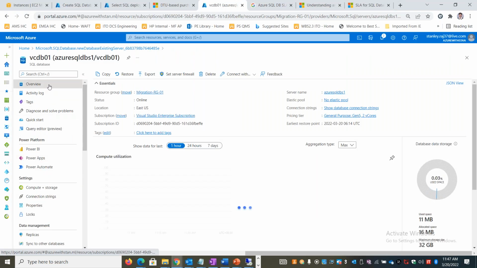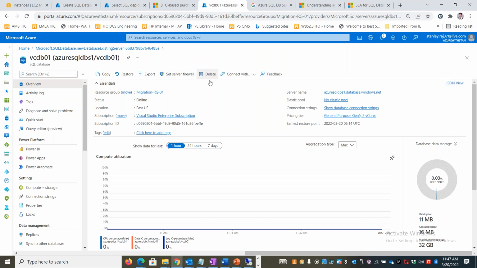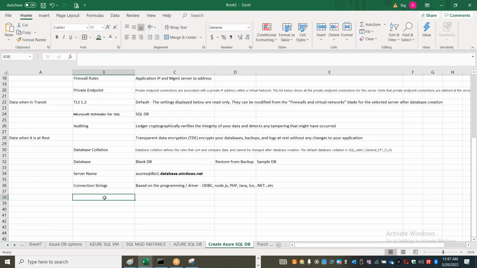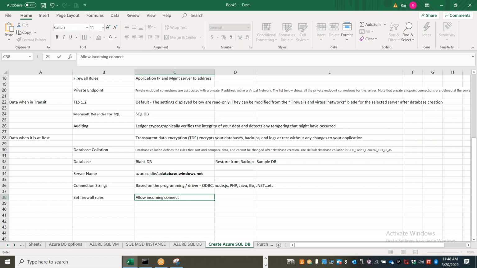Besides that, this set server firewall is the option where you get all the different connectivity figured out, or who needs to connect, or who can connect, or who cannot connect. So that is the option called set firewall rules, which will allow incoming connections from a specific IP or IP range.